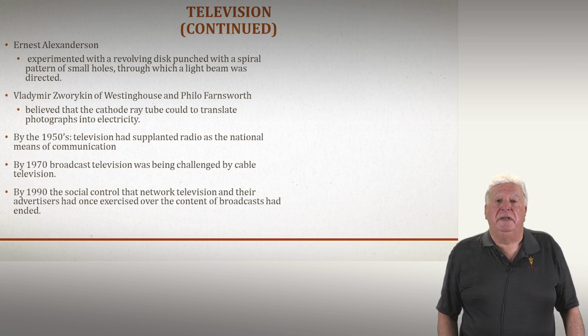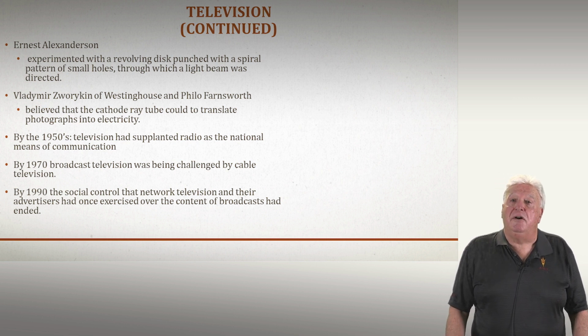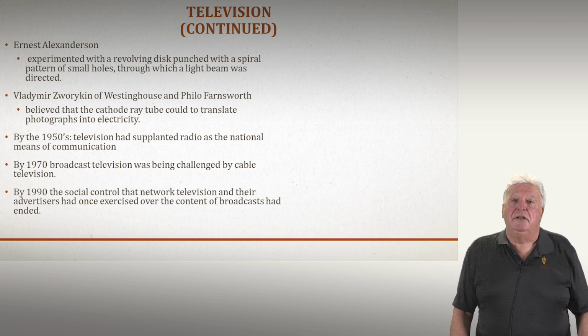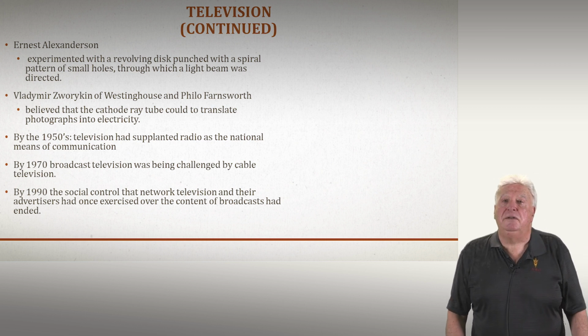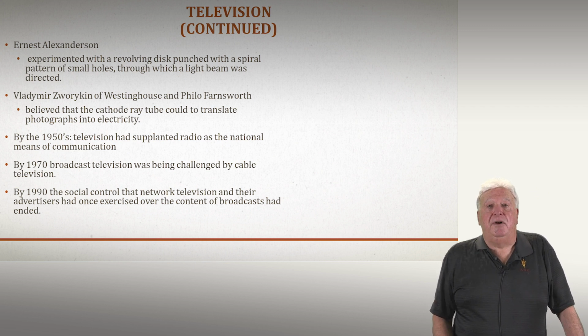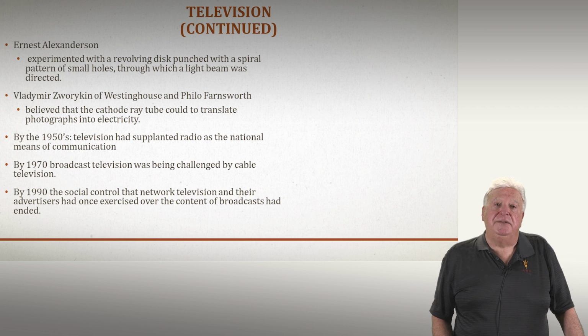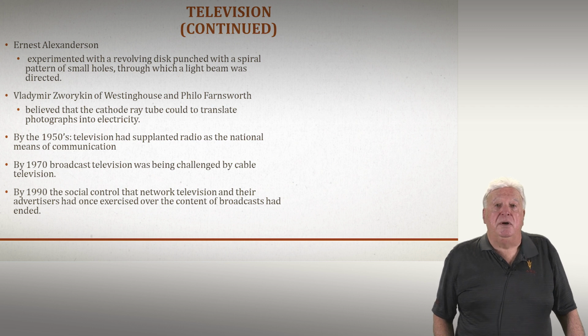Two other experimenters, Vladimir Zworykin of Westinghouse and Philo Farnsworth, began to experiment with cathode ray tubes. They believed that if the pattern of the cathode ray tube could be controlled, they could be made to correspond to a generated image. Then these tubes would work better than the mechanical scanners, such as Alexanderson's revolving disc, to translate photographs into electricity. Farnsworth and Zworykin turned out to be right. By the latter part of the 1920s, both Farnsworth and Zworykin had acquired patents, and Alexanderson was conducting daily broadcasts. The commercialization of television was delayed first by the Depression, then by World War II.